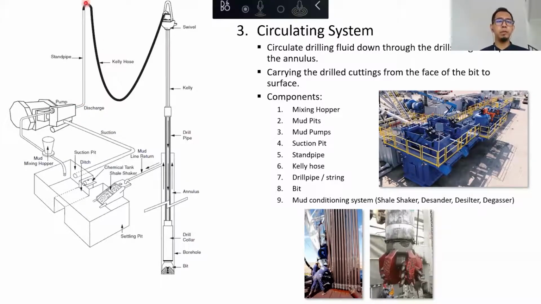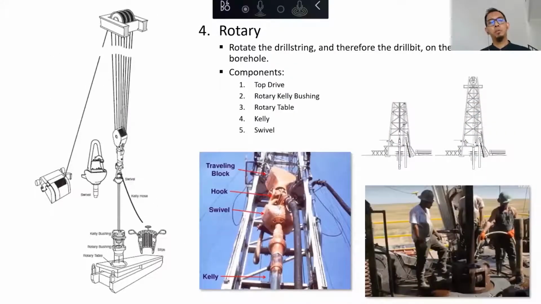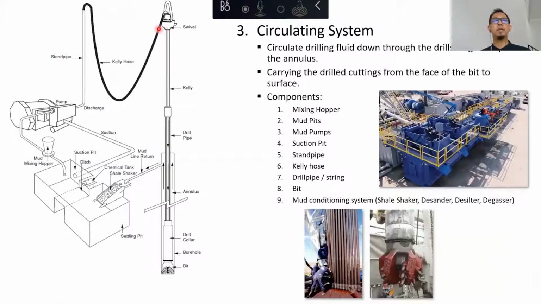The next part will be about the Kelly hose. The Kelly hose starts at the end of the standpipe until it reaches the swivel. So the Kelly hose is a high pressure hose, flexible enough because the Kelly hose will experience stretching in and stretching out as the swivel moves up and down, and that will be moved by the hoisting system, which is the traveling blocks. And then from the swivel, the mud will go into the Kelly, if not, then it goes straight to the drill pipe.